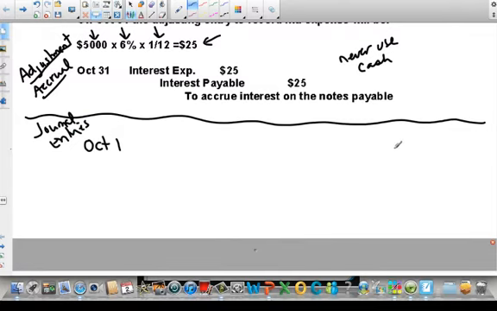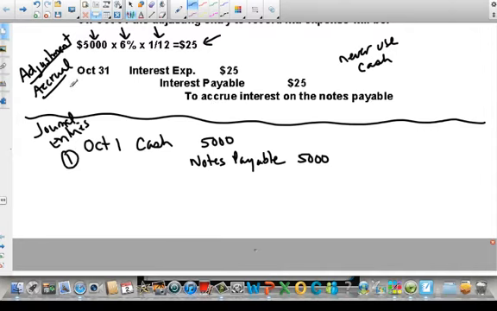So on October 1st, we got the note. So it's a cash, let's say. We got money, for $5,000, and the credit is going to be notes payable. This is how we record it. We borrowed $5,000, we owe it, we signed a notes payable, which means we are going to follow these terms. And then on October 31st, this would be the adjustment that we do at the year end.